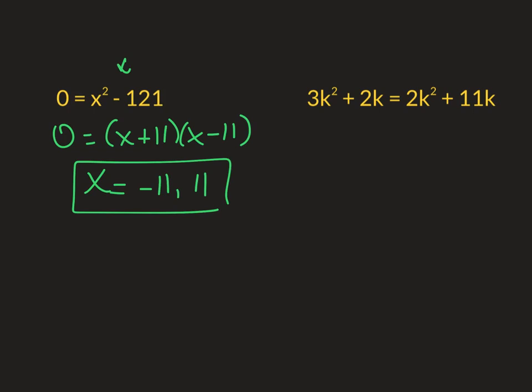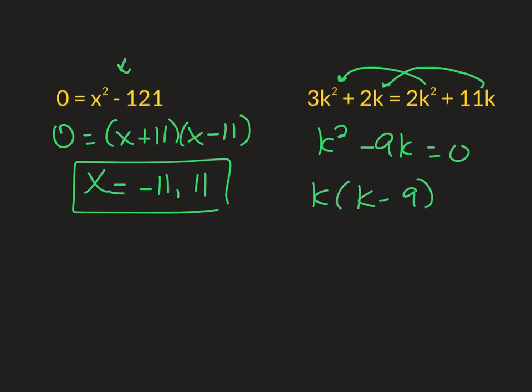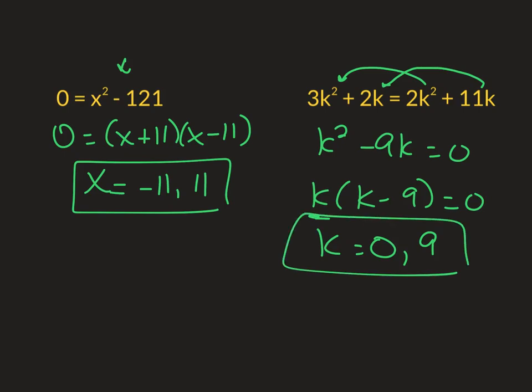Okay, now the next one looks a little more complicated, but I think you're going to find out when we start working it, it's not that big a deal. What I'm going to do first is move the 2k squared over, making it 1k squared. Remember, I want one side equal to 0, so I'm going to move the 11k over, which makes it minus 11k, which makes it minus 9k. And then I'm going to factor. I'm looking for GCF again, which is k. That leaves a k minus 9. And I have k is 0 because of that k out there, and a 9 because of the parentheses. So k is 0 or 9.